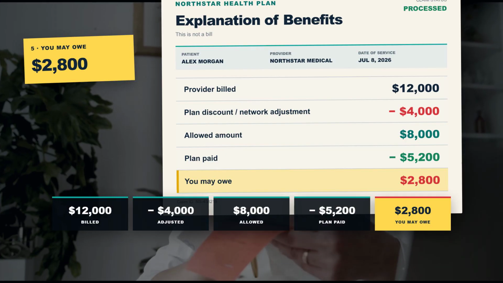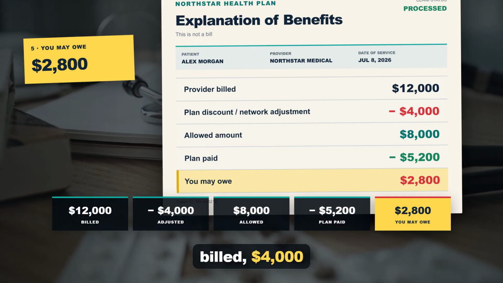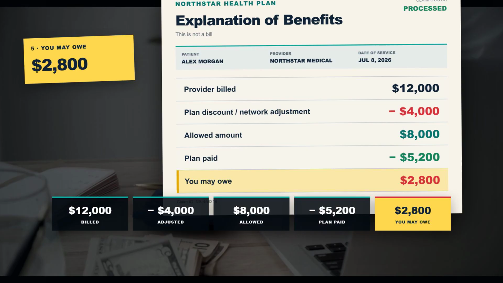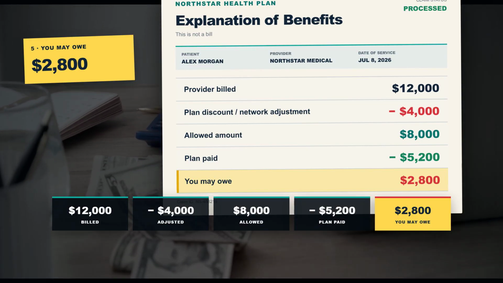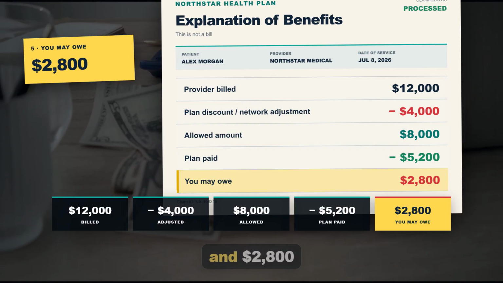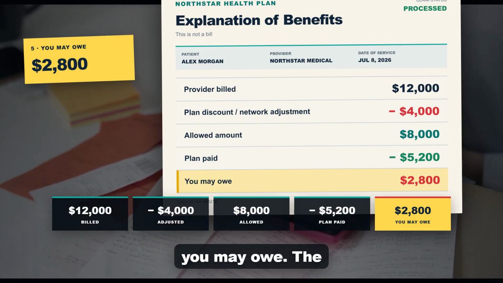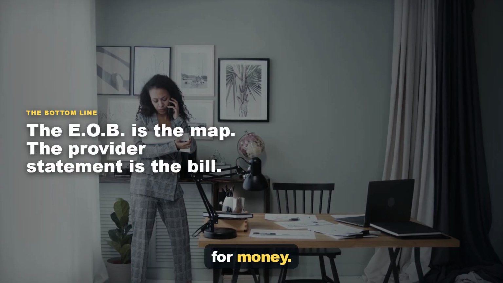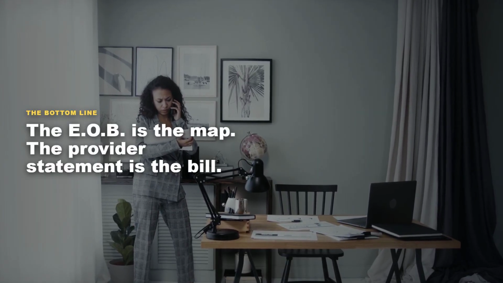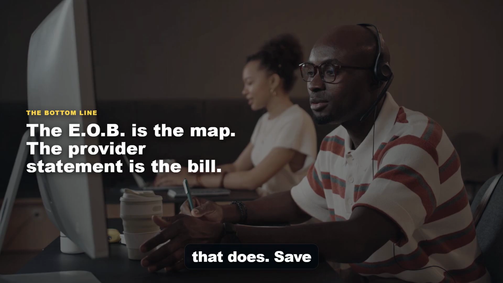Remember the 5 numbers: $12,000 billed, $4,000 adjusted, $8,000 allowed, $5,200 paid by the plan, and $2,800 you may owe. The EOB is not asking you for money. It is giving you the map you need to check the bill that does.